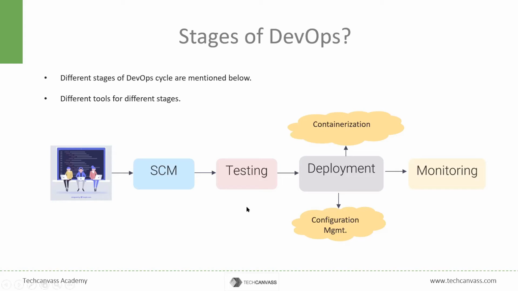So the next stage is the testing phase. Whatever code is ready, automation testing is done on that piece of code. Once the testing phase is green, it is promoted to the next stage, that is the deployment stage. In deployment, we have two further categories. First is containerization and second is configuration management.